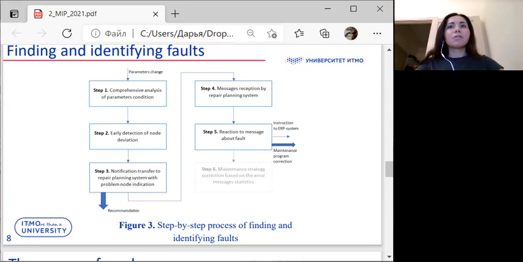Significant effects of the modifications are money and labor saving due to the following: avoidance of serious accidents, reduction of downtime, timely ordering of spare parts, timely people allocation. And figure 3 presents a diagram that describes the step-by-step process of finding and identifying faults, failures, and resource state.